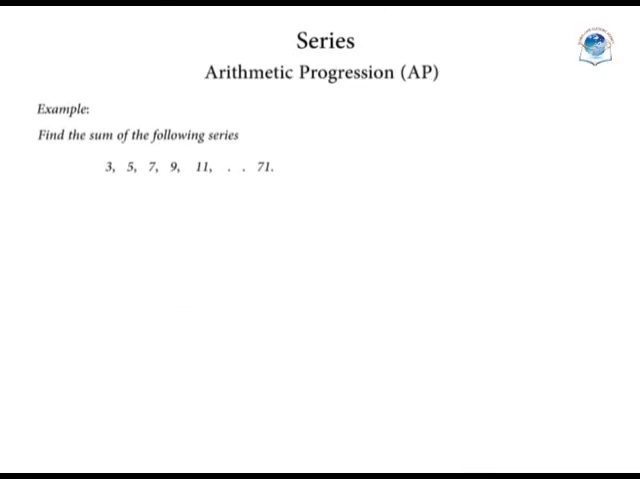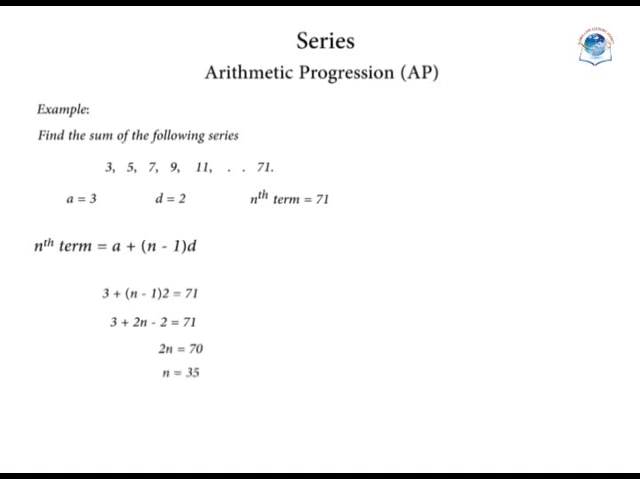Another example: find the sum of the following series. From this, we can see A is 3 and we can tell D is 2. Also, the nth term is 71, so we need to find N. We know that the nth term is given by A plus n minus 1 times D. So 3 plus n minus 1 times 2 is equal to 71. 3 plus 2n minus 2 is equal to 71, 2n is equal to 70, and n is 35. So we are finding the sum of the first 35 terms.